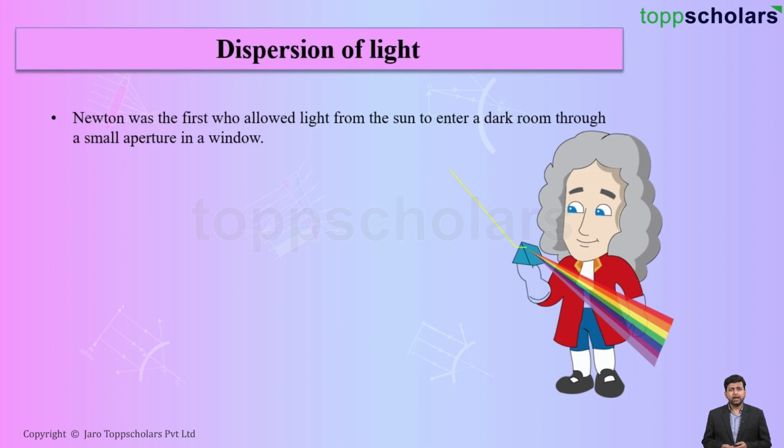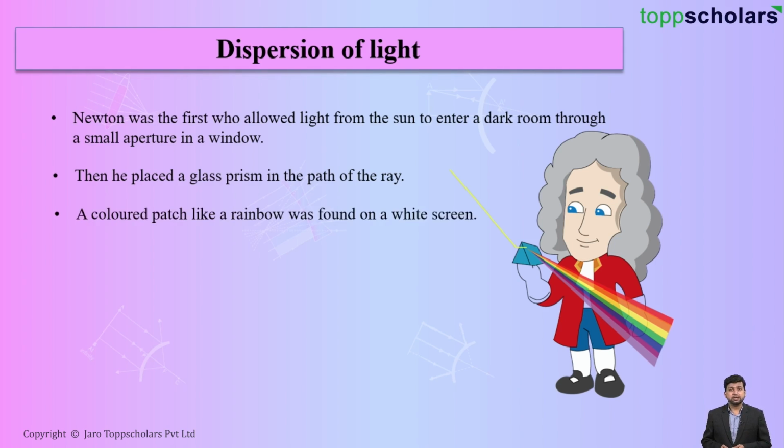So do you know that Newton was the first who allowed the light from the sun to enter into a dark room through a small aperture in a window? So what did he do? He allowed the light to pass through a hole in a dark room. And then what did he do exactly? He placed a prism in the path of the ray. Just like this, exactly, he placed a prism.